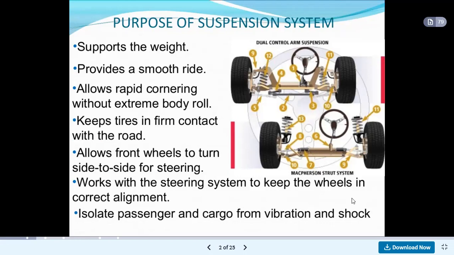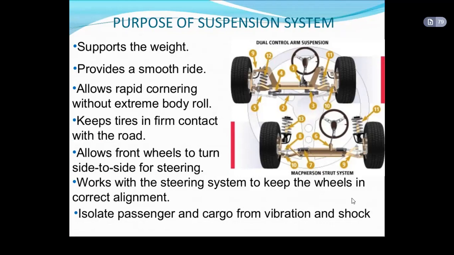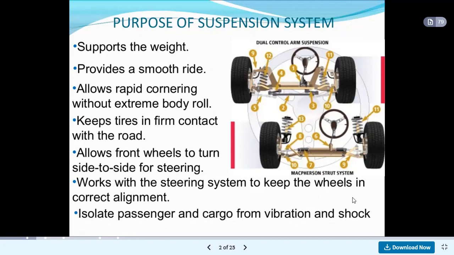Okay, so the cargo or passengers are spared from direct vibration impacts. This is the buffer zone provided in the vehicle, so all the impacts are absorbed by the suspension system, and a lesser amount of that impact is transmitted towards the passenger or cargo. So this is the main function.